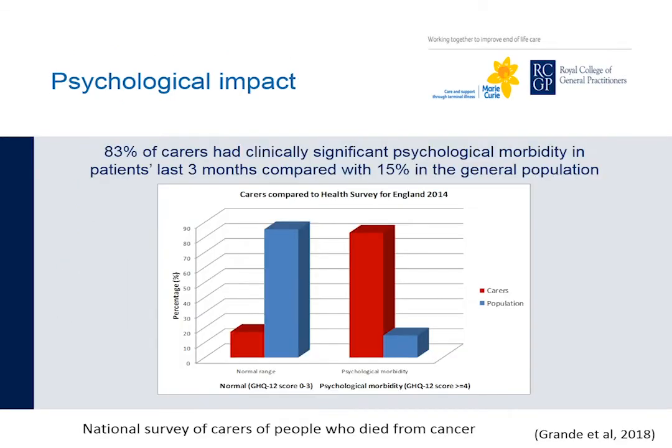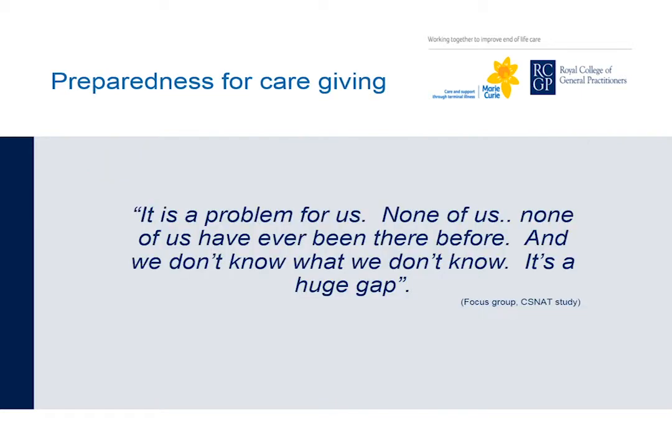Coming back to our national survey of carers of people who died from cancer, we found that during caregiving in the patient's final months of life, carers were 5 to 7 times more likely to suffer from clinically significant psychological morbidity than the general population. 83% of carers had clinically significant psychological morbidity, compared with 15% of the general population. So how may practitioners help improve things?